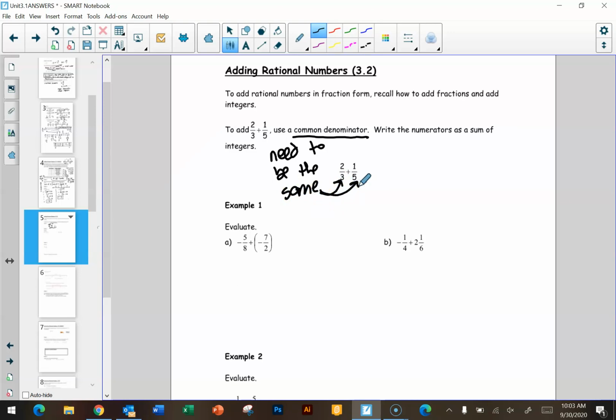We're stuck. And in order for them to be the same, we need to use a common denominator. That's just a fancy way of saying the bottom number needs to be the same on both. So we need to rewrite fractions. Rewriting fractions doesn't change their value, but it changes the way they look. I'm just going to show you an example of this over here. These are the same.